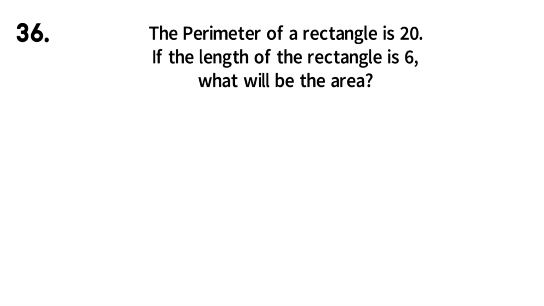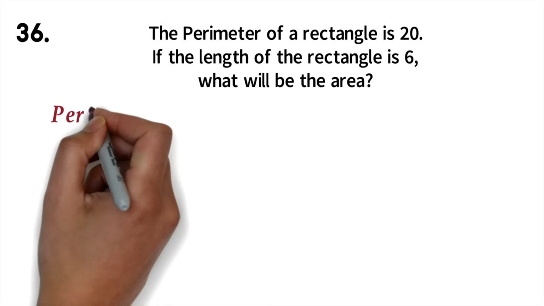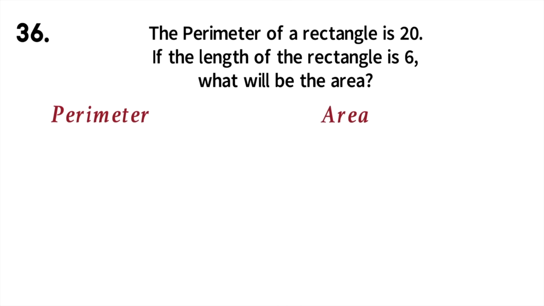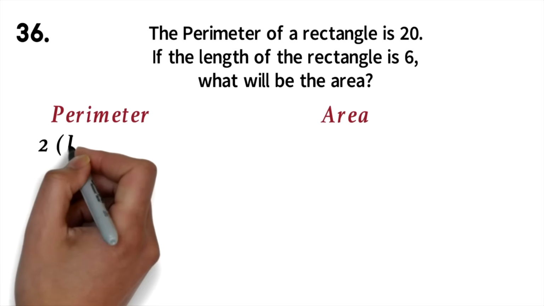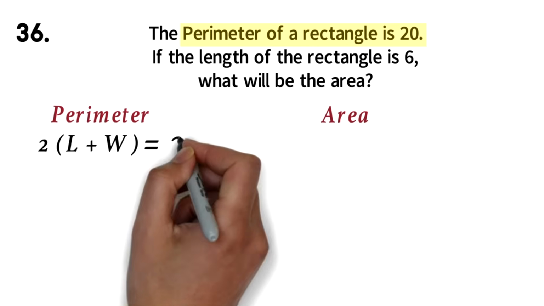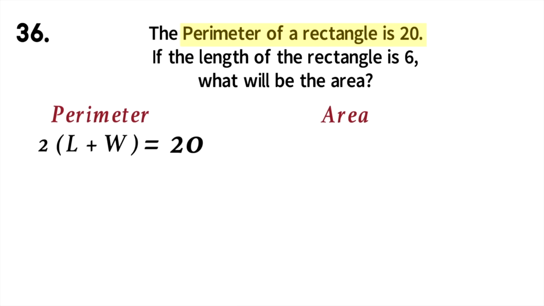The perimeter of a rectangle is 20. If the length of the rectangle is 6, what will be the area? Again, the work here is being able to use both the formula for perimeter and the formula for area. The perimeter of a rectangle is 2 times length and width. We are told that the perimeter is 20, so we can equate this to 20. We have been given the length as 6, so we can put it in the formula.